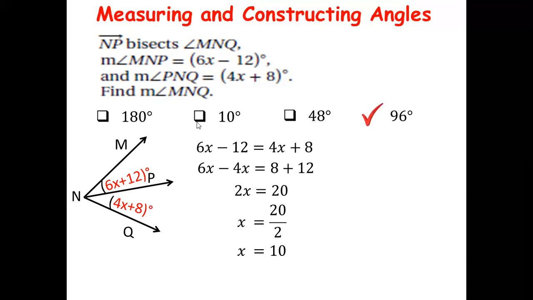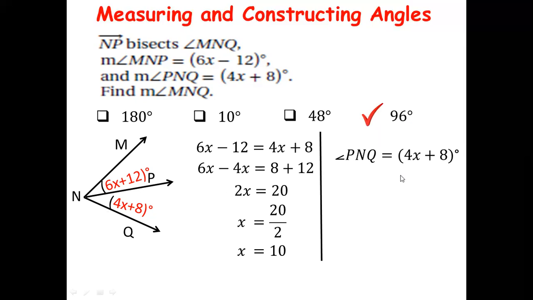Now the question says find angle MNQ. So first to find MNQ, which is the whole angle, we need to at least find one part of this angle. So let me find angle PNQ because I feel finding PNQ is easier. But if you want to find MNP, that's totally perfect. You can go ahead with that.